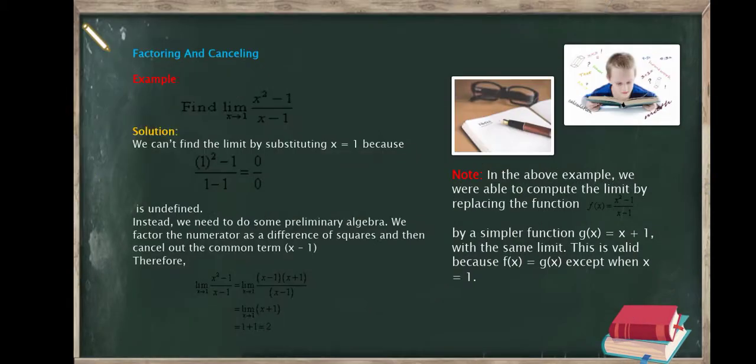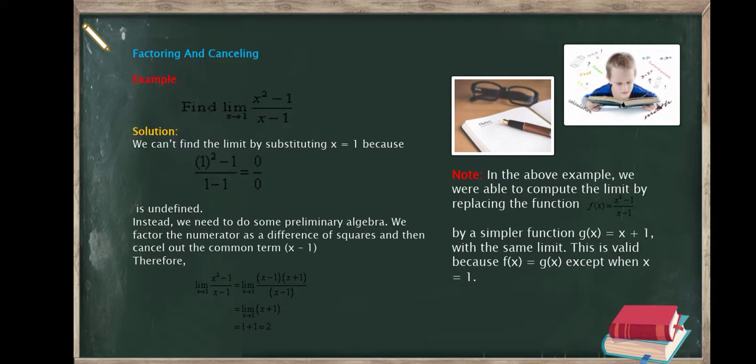Factoring and canceling is another technique that can be used in finding limits of a function. For example, finding the limit of x squared minus 1 over x minus 1 as x approaches 1. We cannot find the limit by the substitution process, or by simply substituting x equals 1, because 1 squared minus 1 is equal to 0 and 1 minus 1 is equal to 0, and this will give us 0 over 0, which is undefined.